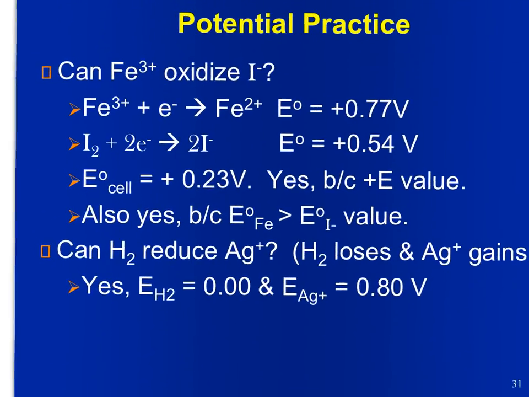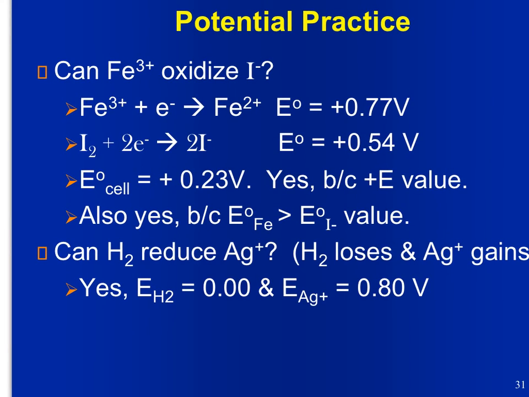If I were to ask you, can Fe3+ oxidize I minus? You look up these two things on the sheet. So you have Fe3+ and I2, and the E's are both positive. If you were to flip this one, you wouldn't have a reaction, but if you were to flip this one, you'd get a reaction. And so the E of the cell is 0.23. We have a positive value. So yes, because the potential value of iron is above the iodine value, you get a reaction.